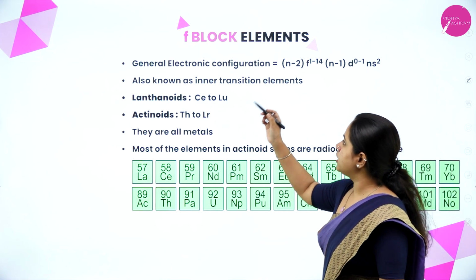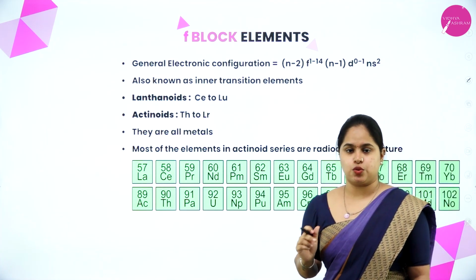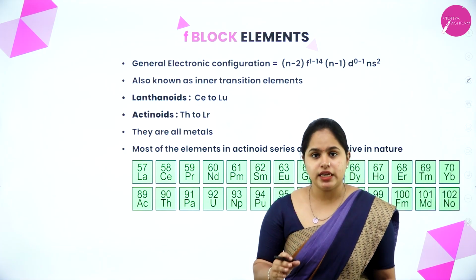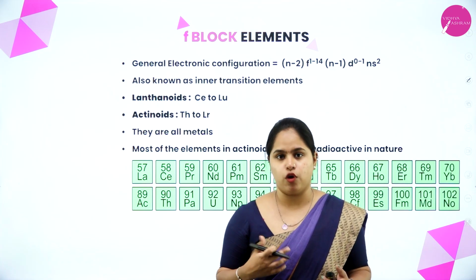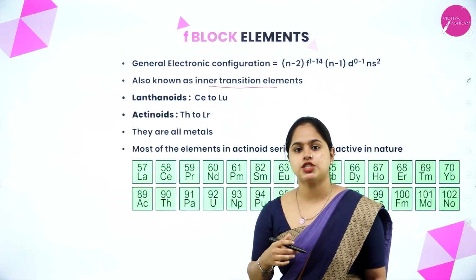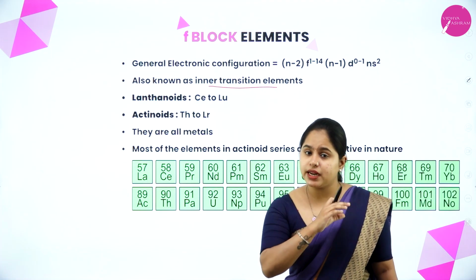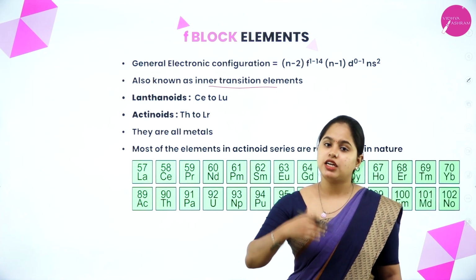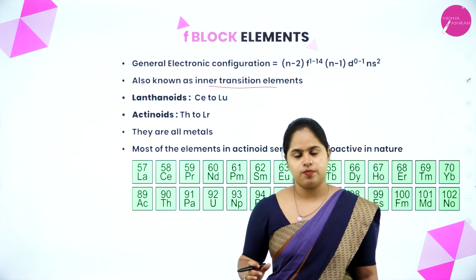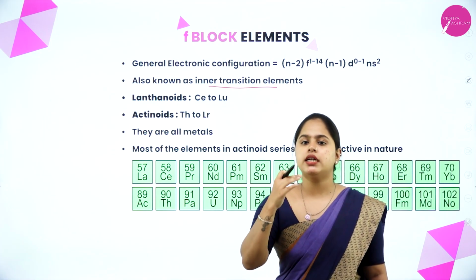So the general electronic configuration is (n-2)f1 to 14, (n-1)d0 to 1, ns2. Here the last electron will occupy the F subshell, the F orbital. So it is also known as inner transition elements. Why are they called inner transition elements? When we were studying D block elements, lanthanoids and actinoids are separately represented as two rows. They actually belong to the 6th and 7th period, but they are represented separately as F block elements. So they are present inside the D block elements. Hence they are inner transition elements.